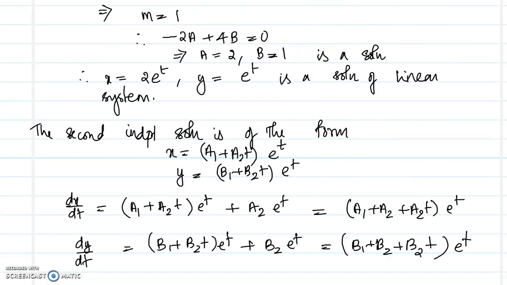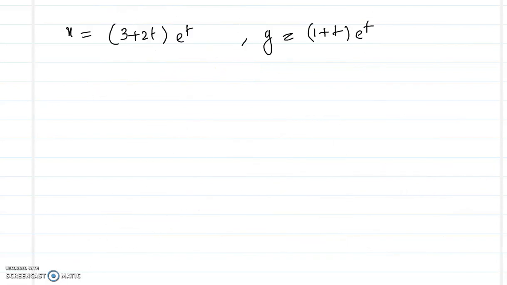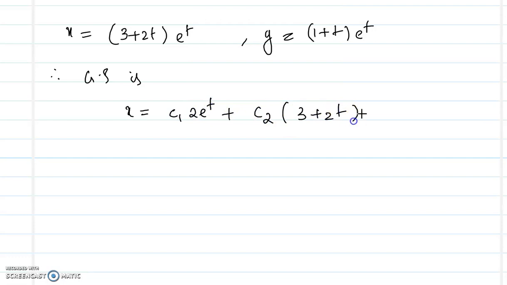The first solution we got was 2e^t and e^t. Now we can complete the general solution. So therefore the general solution is x equal to c1 2e^t plus c2 (3 + 2t) e^t, and y equal to c1 e^t plus c2 (1 + t) e^t. So that is the solution for the linear system.